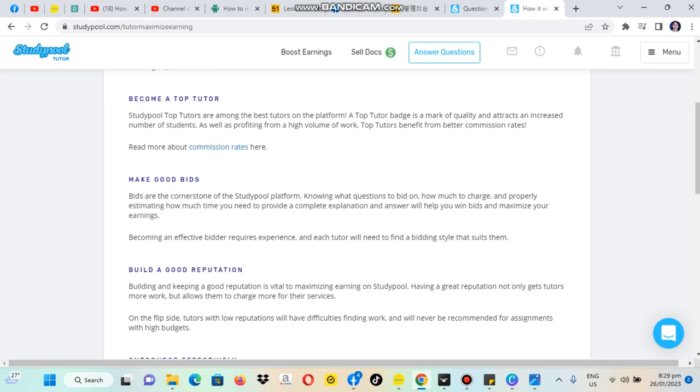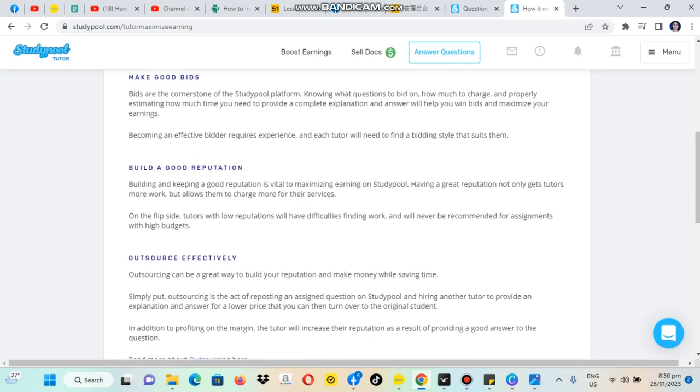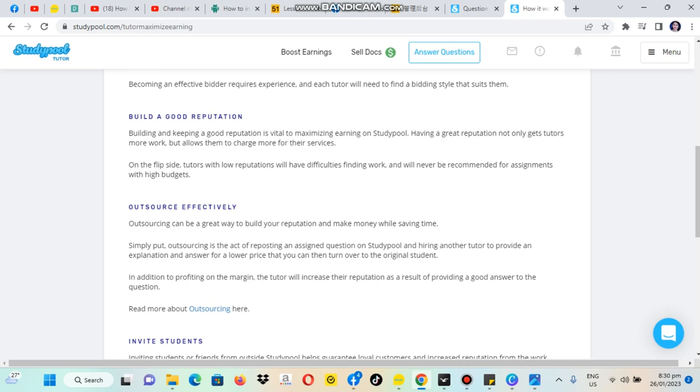Bids are a cornerstone of the Studypool platform. Knowing what questions to bid on, how much to charge, and properly estimating how much time you need to provide a complete explanation and answer will help you win bids and maximize your earnings. Build a good reputation. Building and keeping a good reputation is vital to maximizing earnings on Studypool. Having a great reputation not only gets tutors more work, but allows them to charge more for their services.